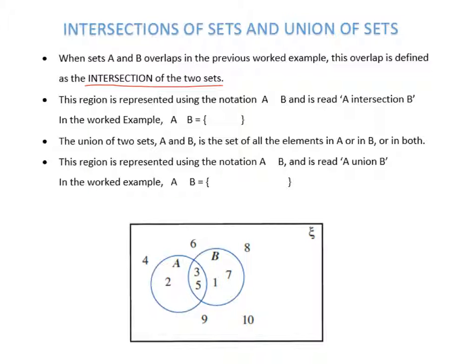This region is represented using the notation A intersection B, which uses a little funny symbol which is like an upside down U, and is read A intersection B. In the worked example, A intersection B is equal to 3, 5. That's because A intersection B is this part here where A and B overlap each other.